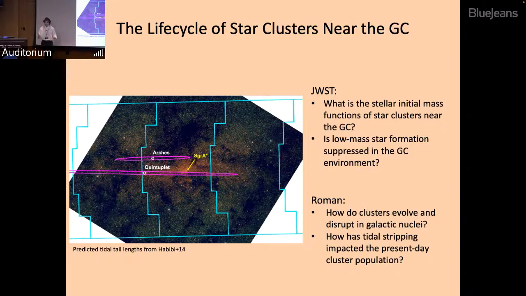And so we can ask, how do star clusters evolve and dissolve in galactic nuclei? Do they actually follow what the models predict would happen? And we can also ask, how has this tidal stripping impacted the observed cluster population that we see today? Because this tidal stripping is something we're going to have to take into account if we really want to properly derive the initial mass function from our JWST observations.